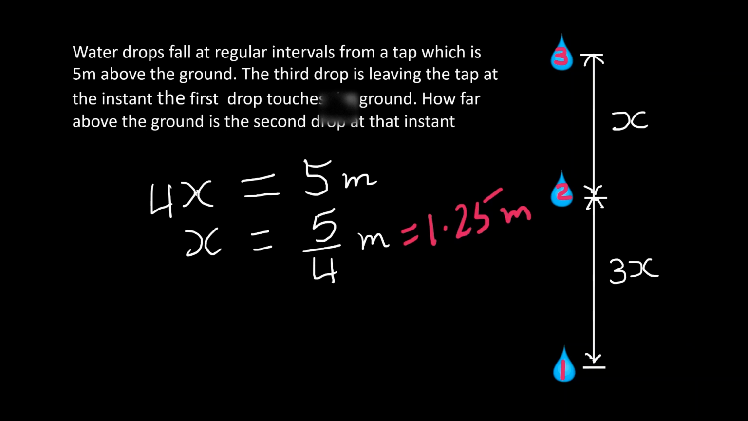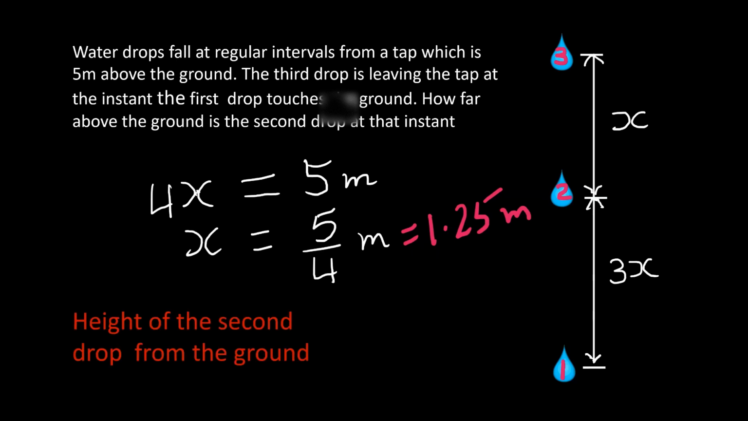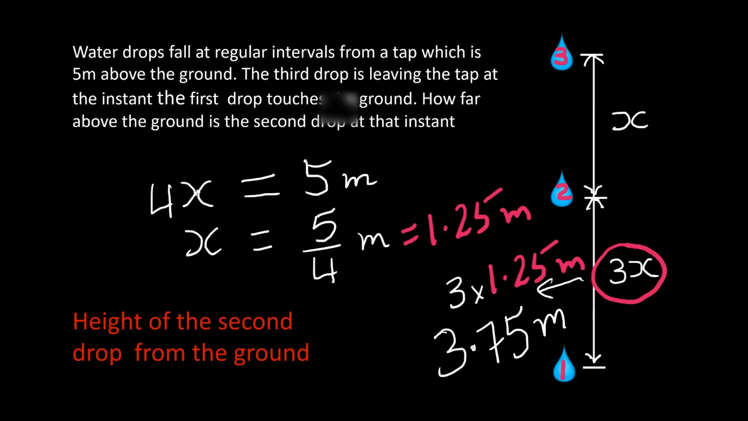What is asked is the height of the second drop from the ground. It is equal to 3x, that is 3 into 1.25, which is equal to 3.75. At the same time, you can tell the distance between the second and third drop, x, is equal to 1.25 meters.